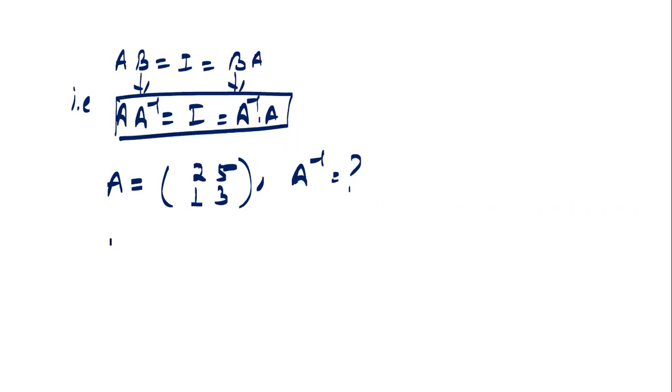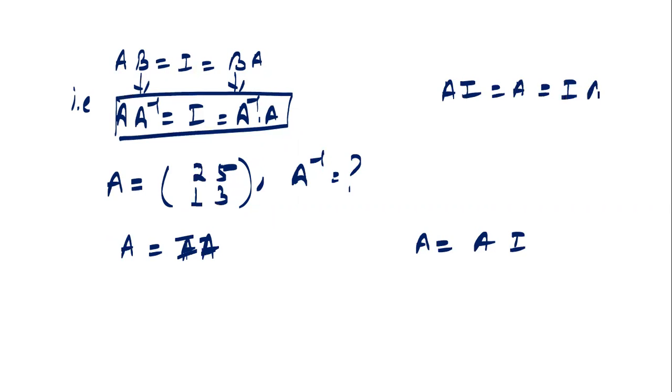So what I will do, as I know that I can write A equals AI, or I can also write A equals IA. I can write A as AI or IA, because the multiplication of these two is equal to A.